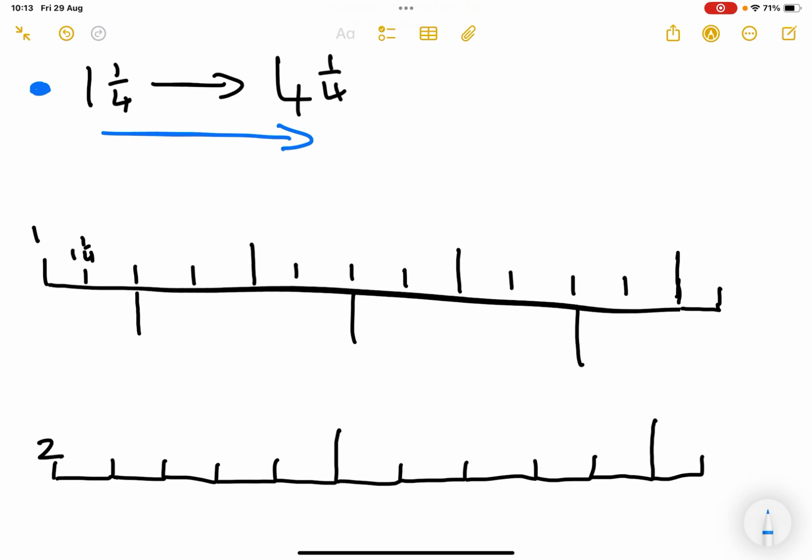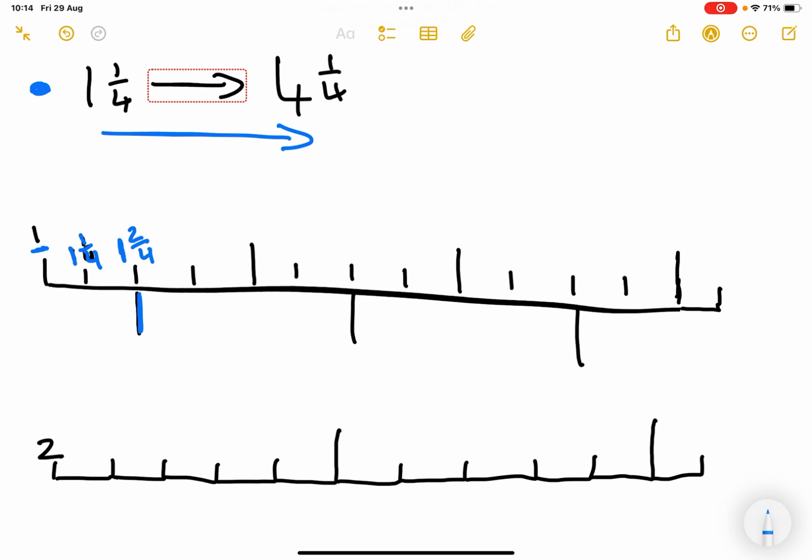So let's start with that. First we start with our whole number. The whole number doesn't have a fraction with it yet, so it starts at 1. Now we're counting in quarters. So we have our whole number, 1¼. Then next, we will still have our whole number, 1 and 2/4.